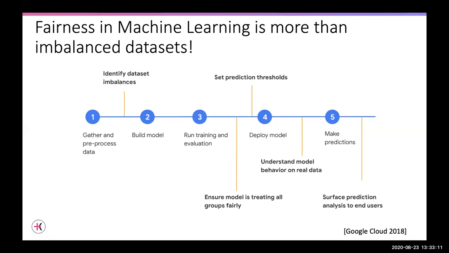So it's not just a data problem. It's not just a human-computer interaction problem. It's the whole pipeline that needs to be reviewed and looked at. And we'll offer some solutions to how to do that systematically today. But I want all of us to be acknowledging first of the problem of fairness in machine learning being more than just an imbalanced data set problem. Next slide, please.